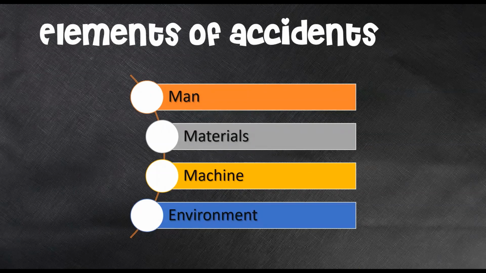Now, the materials, machine, and environment are what can be adequately controlled using the mentioned control measures. So, pwedeng makontrol with engineering. Yun. Actually, si man pwedeng makontrol with administrative. Diba? Kasi merong guidelines, merong standards, merong SOPs. Yun. Pwede yun i-consult ni man.